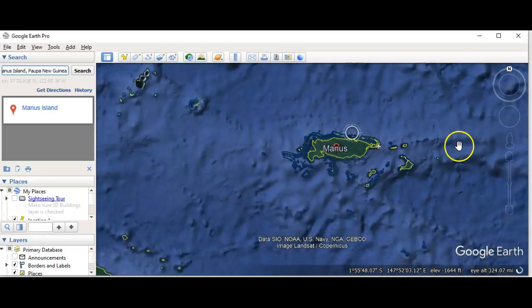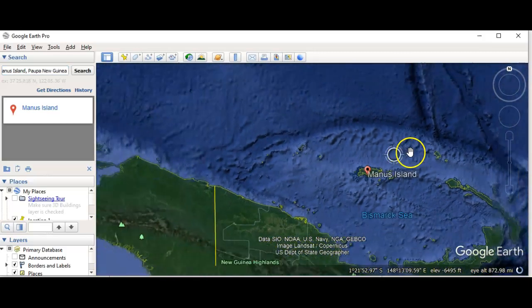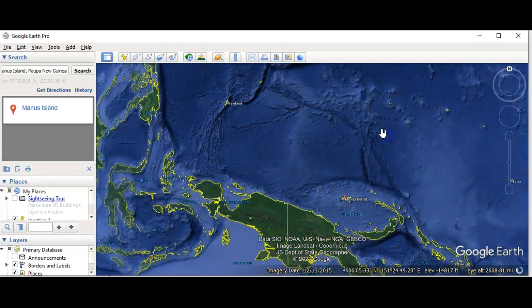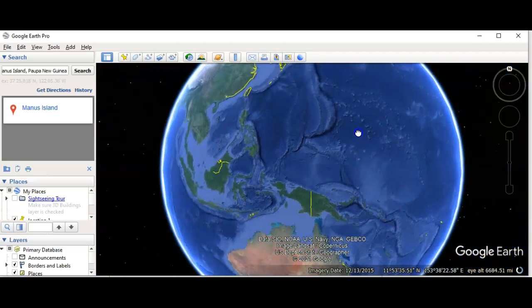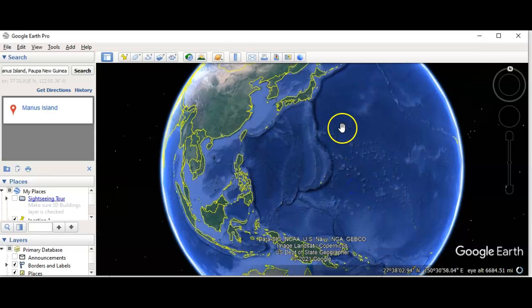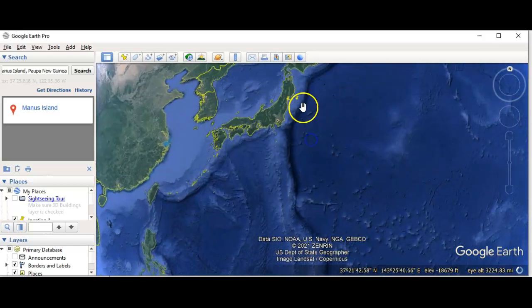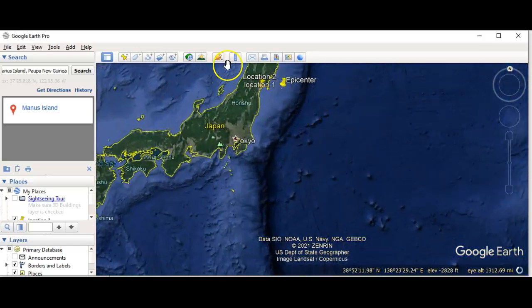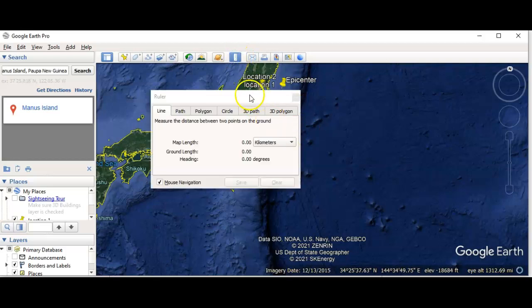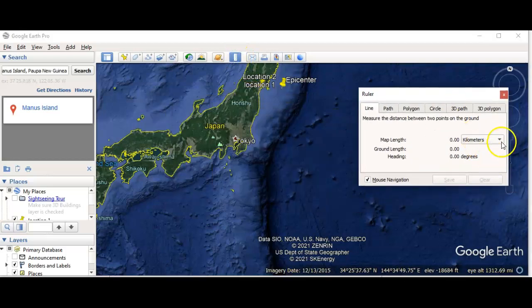So what I want to do is zoom out so I can see both locations. My epicenter, holy love of God. Okay, here we go. Here's my epicenter. So how far is that? I have to measure that, right? And remember, it's got to be in miles.